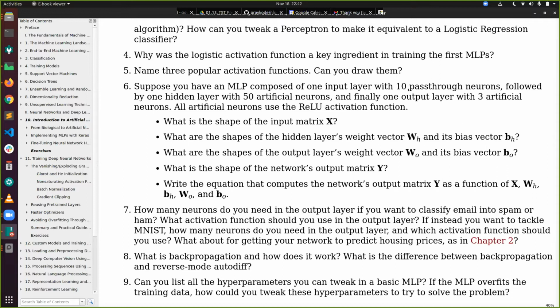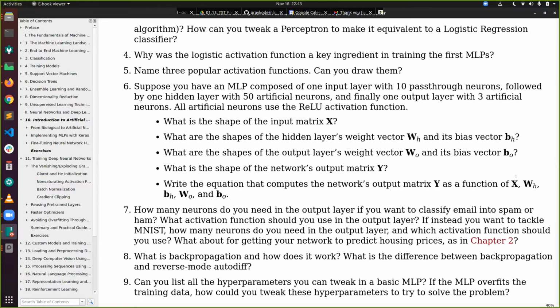So the input size is 10 here. What are the shapes of the output layer's weight vector WO and its bias vector BO? Yeah, that would be 50 by 3, right? I think so. And 1 by 3. What is the shape of the network's output matrix Y? That's again batch size by 3, right? Yep.